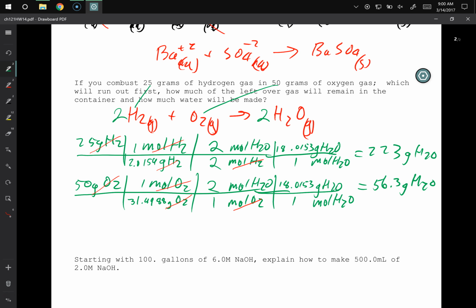All right, so what did I just learn? My O2 is going to run out, and I'm going to be able to make 56.3 grams of water. That's what I'm going to make. Can you give me a really, really good reason why I'm never going to be able to make 223 grams of water? I don't have 223 grams of anything, right? I only have 25 grams and 50 grams. So the maximum amount of product I could make would be 75 grams, right? But I can't even use all 75 grams. So once I've done this problem, what I've determined is my oxygen is going to run out first.